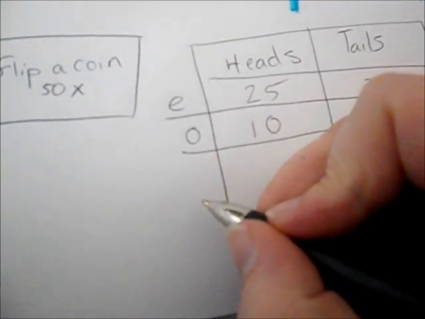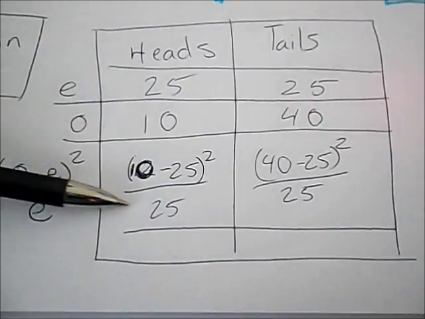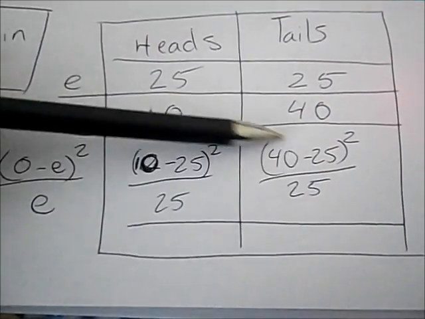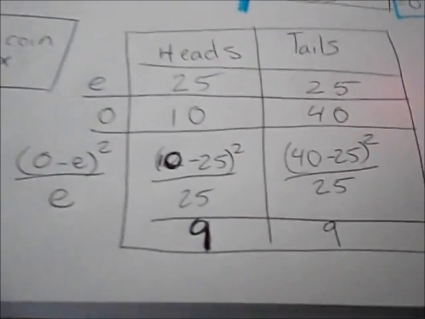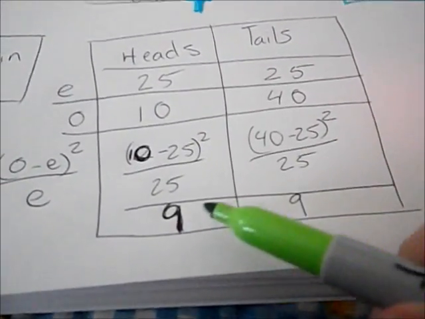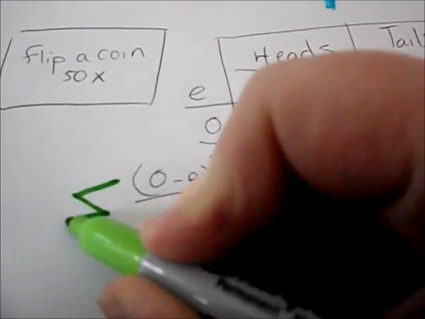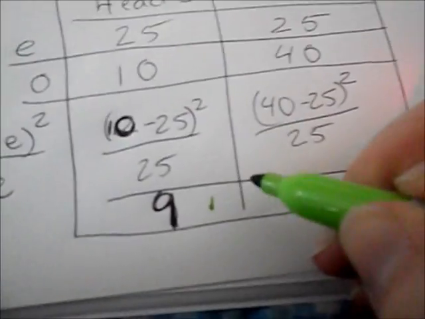So let's try and figure out our chi-squared value. We need observed minus expected squared divided by expected. This is the equation you see for heads. This is the equation you see for tails. Once you do the math out, this comes out to 9. This also comes out to 9. But as you guys know, these are not numbers that we leave on their own. We're going to have to add these guys up. Once we add 9 plus 9, you get 18. So that's our chi-squared value.